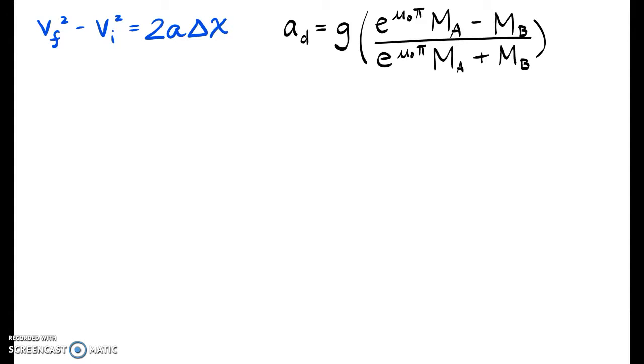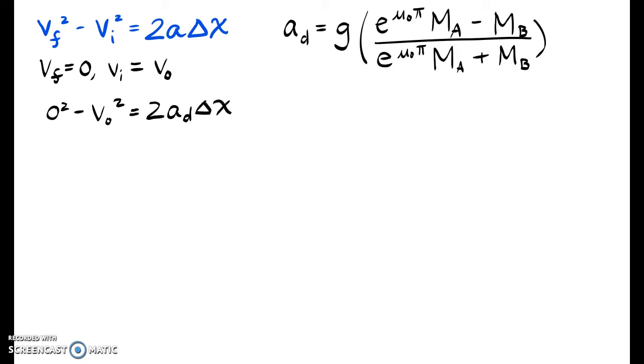When we're talking about v final, we're talking about the point when B reaches the lowest point where it starts to turn around again. So at that point, the final velocity is just equal to 0. And the initial velocity we were given is simply v0. So now we have 0 squared minus v0 squared is equal to 2 times AD times delta x. So we can see that delta x then must be equal to negative v0 squared over 2AD.